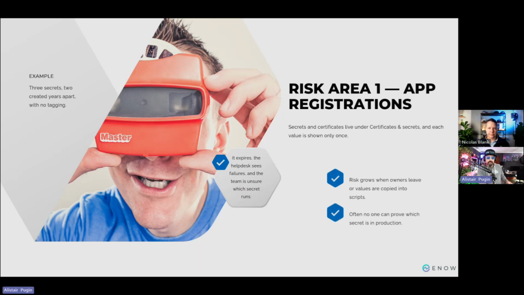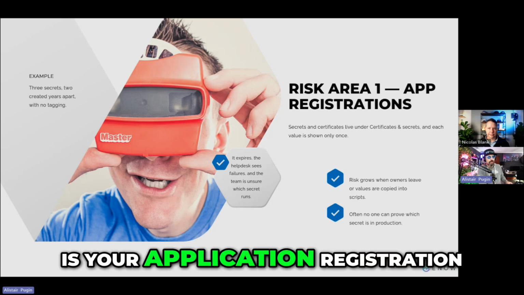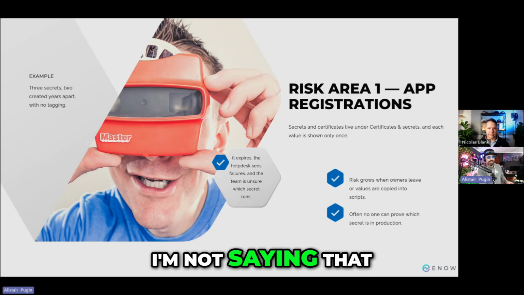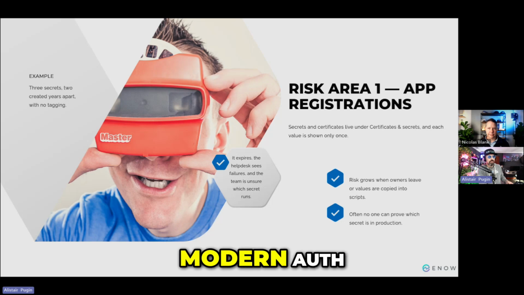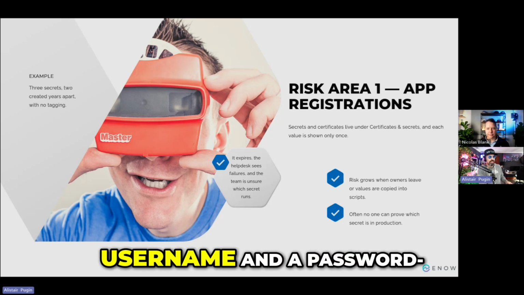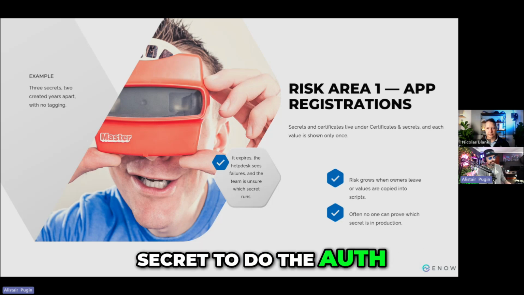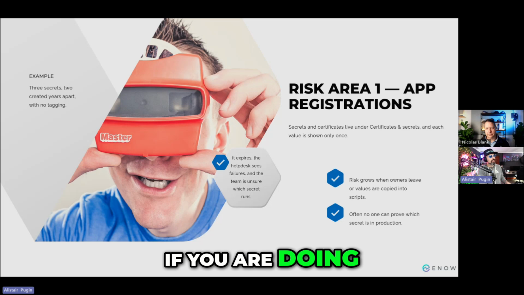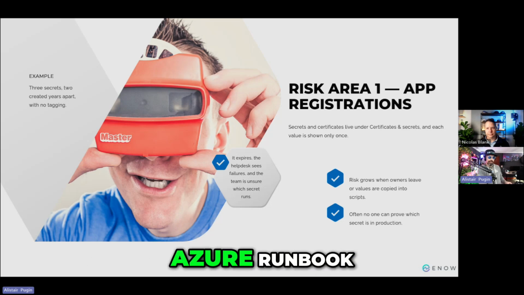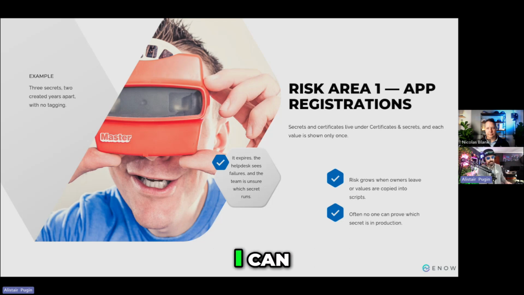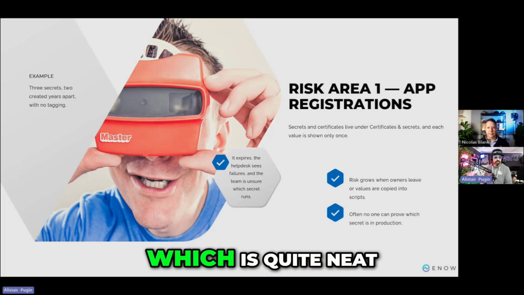So, the big thing here is your application registration. I'm not saying that they have secrets, but if you're doing modern auth, chances are you're not logging in with a username and a password because you've got MFA on everything. So to bypass MFA, you would naturally want to use a client secret to do the auth. And also, if you are doing anything in Power Automate, you're going to do it that way. As your run book, how do I want to auth? Well, I can actually do that with a managed identity, which is quite neat.